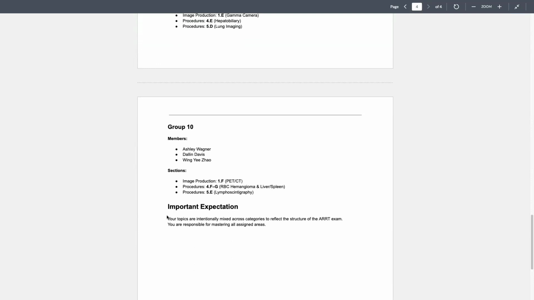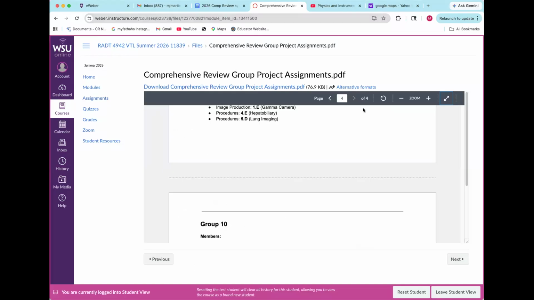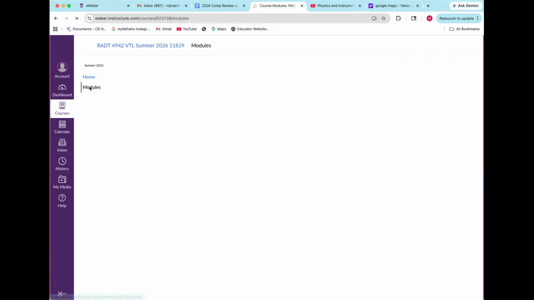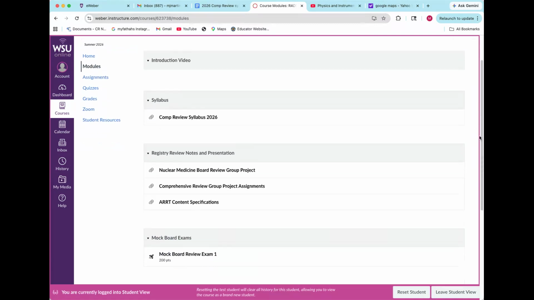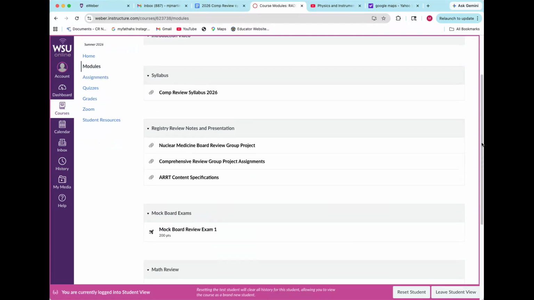And again, I put a note on here: your topics are intentionally mixed across categories to reflect the structure of the ARRT exam. You're responsible for mastering all the assigned areas that you have. Okay. All right. So that's kind of imminent stuff that needs to be done sooner than later. Hopefully, if you have any questions, let me know, but that's something you can look at. And again, I'm going to go over this again on the 14th, and we're going to talk with each other because I'll have you guys present.